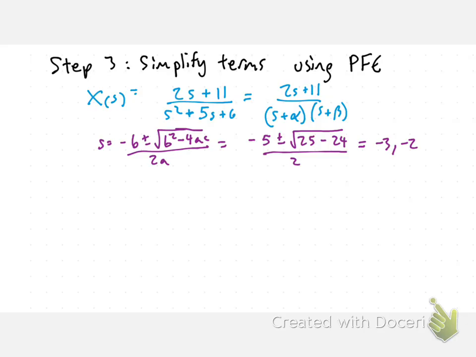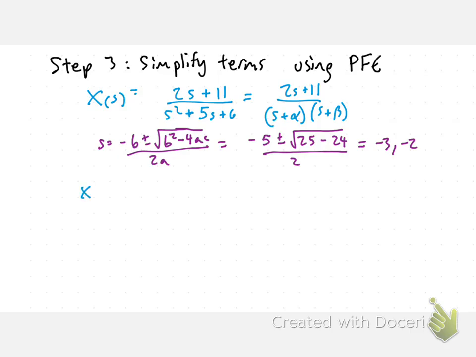And so in this case, b is 5. B squared is 25 minus 24, so we have negative 5 plus or minus 1, which gives us negative 6 or negative 4. Divided by 2, we have the answers of negative 3 and negative 2. So those are the values that set that equation equal to 0.